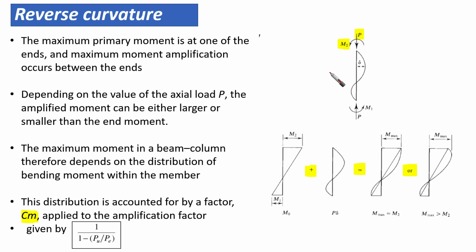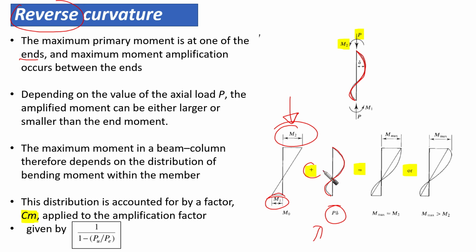The other case that would happen, and we want to take it into consideration, is that we have exactly reverse curvature, like double curvature, we call it reverse. The maximum primary moment is at one of the ends, like here for example. Here we have the maximum moment, plus this is P delta, this is due to P delta. As you can see, this is the shape for us. This is the primary moment, and this is P delta.